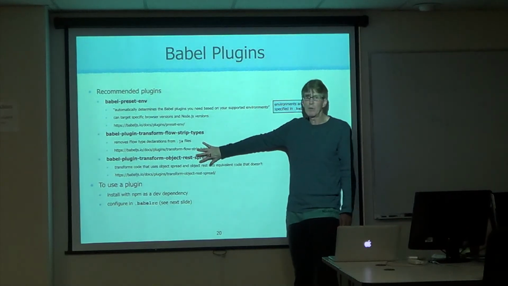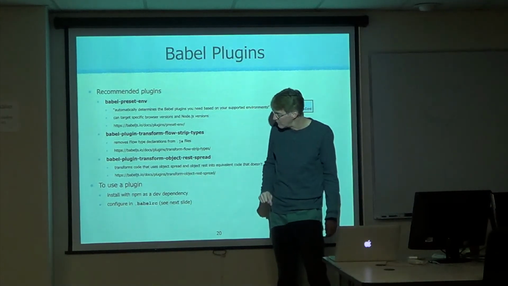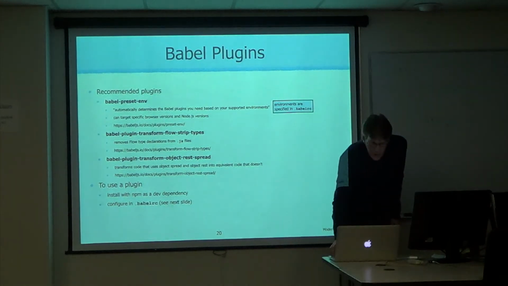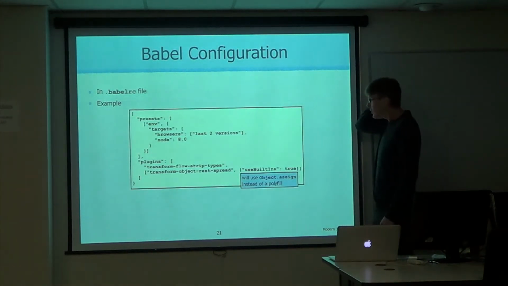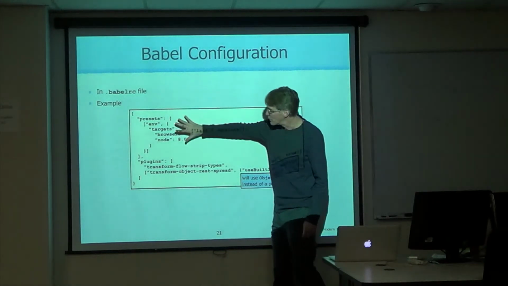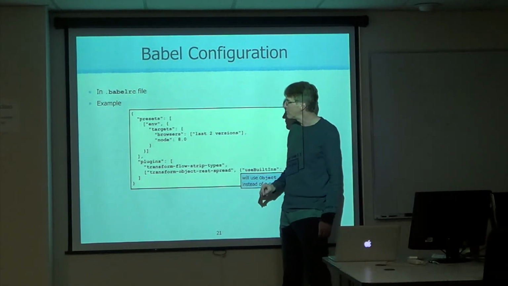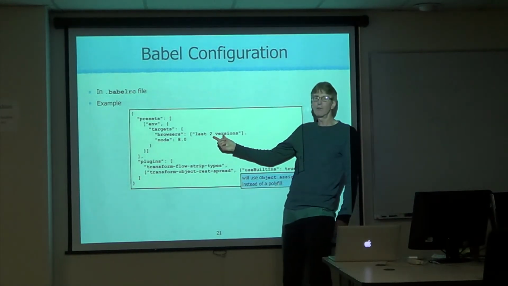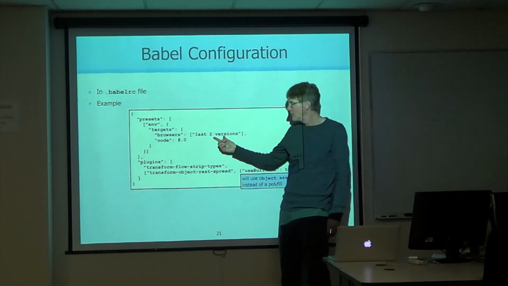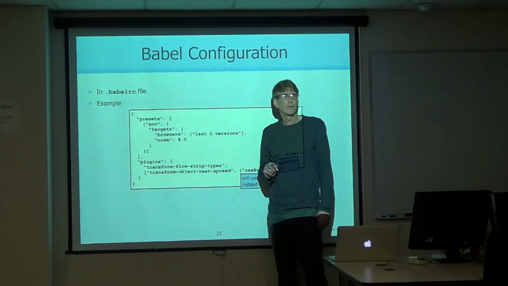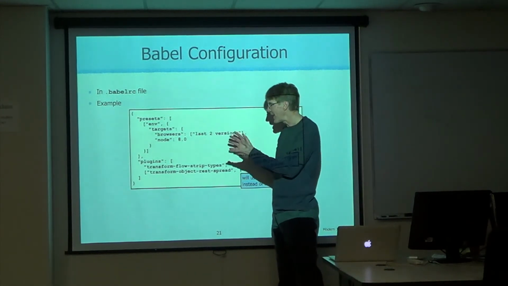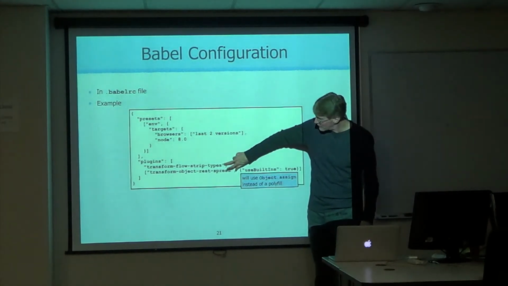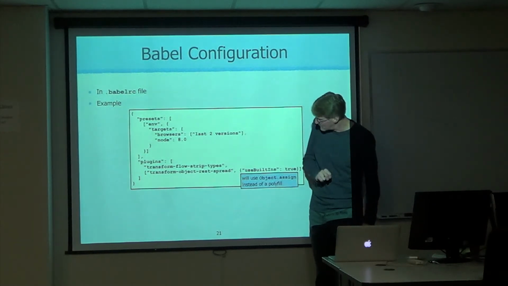So if you want to use any plugin, you just need to install it as a dev dependency and configure it in the .babelrc, which looks like this. It is just a JSON file, and presets is one of the things you can specify, and then you tell it about the environments you want to support. So I want to support the last 2 versions of every browser, and I'm also targeting Node version 8. So Babel will look at that and decide what kind of transpiling it needs to do. And then I'm using these 2 plugins, flow strip types and object spread.